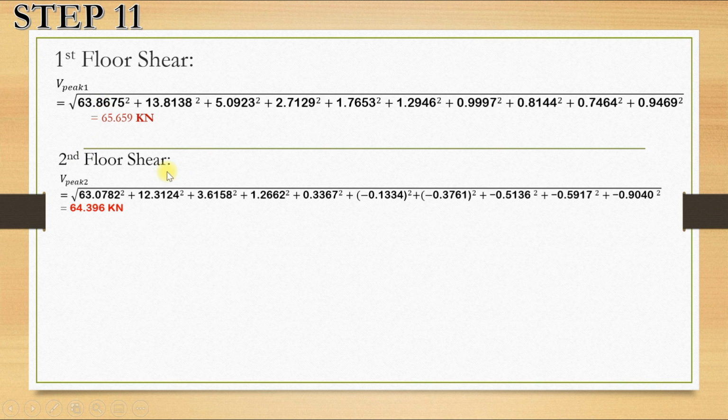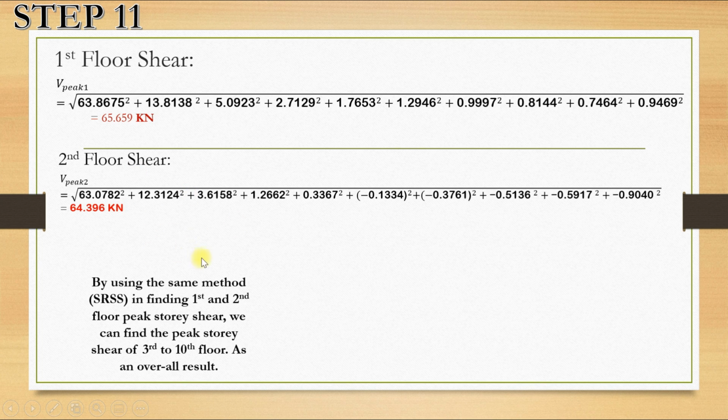For second floor, for V peak 2, so square root of the squares of the modal story displacements from mode 1 to mode 10. So, ito yung mode 1, 2, 3, 4, 5, 6, 7, 8, 9, 10. So, ito yung magiging value ng V peak 2, which is 64.396 kN.